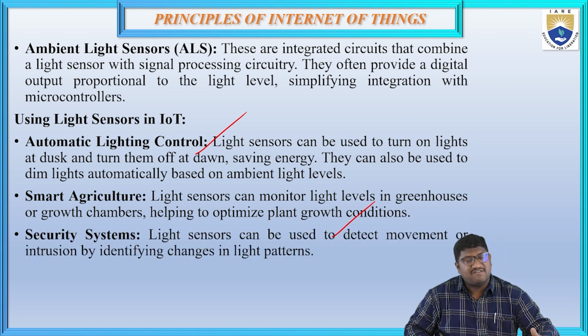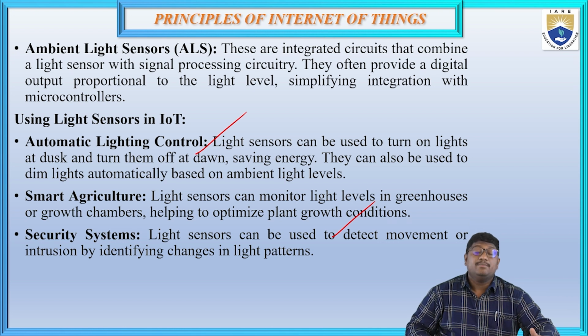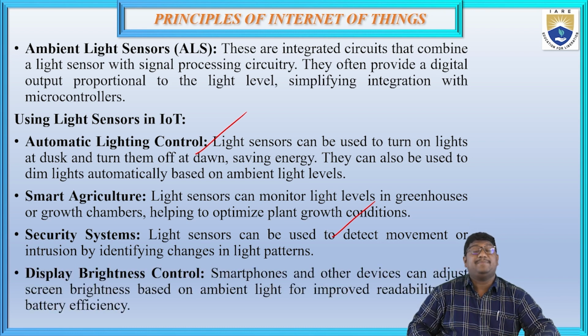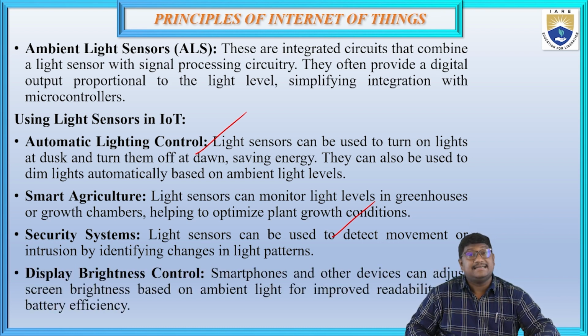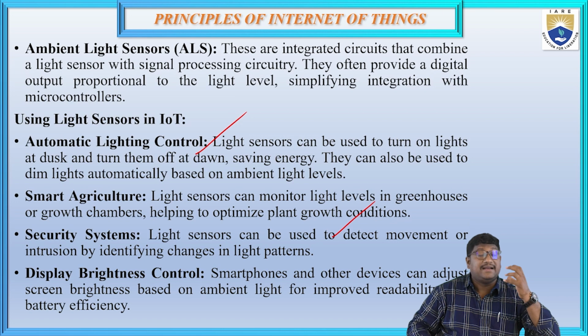And coming to the next factor, which is security systems. By using these light sensors, we are going to detect movement, or any intrusion, by identifying the changes in light pattern. And also display brightness control. Smartphones and other devices can adjust the screen brightness based on the ambient light for improving readability and battery efficiency.